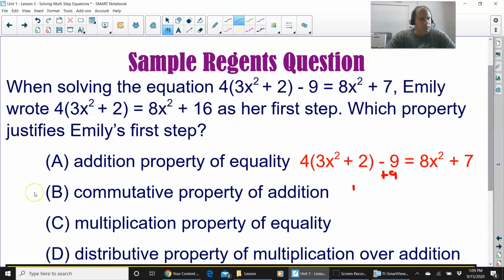Taking a look at what Emily did here, obviously she went from here to here. So what's missing? The negative 9 is missing. So if the negative 9 is missing, guess where it went? It went over here. So she added 9 to both sides, and then she got this, which is 8x plus 16, and then the 9 is canceled out here. Which property is that? Hopefully you did choose. The addition property of equality.